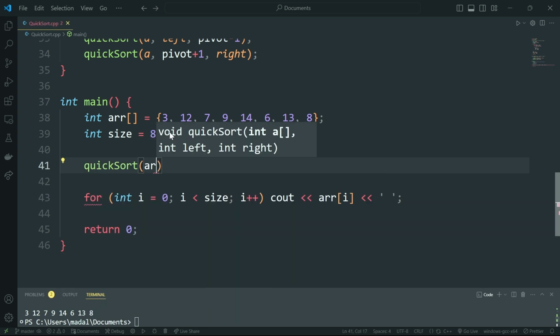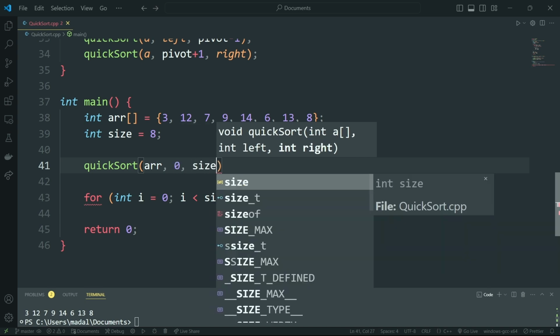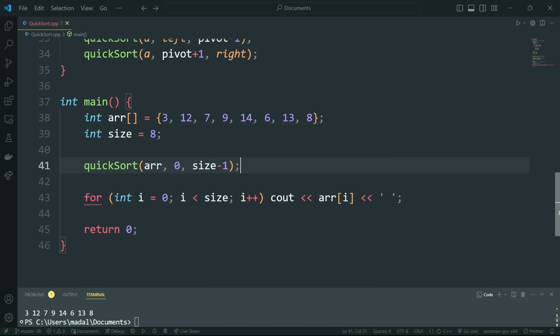So this is going to take in the array that we want to sort, then our left, which is going to be 0, and then our right, which is going to be size - 1. Now, if I run this again, notice that our array is now going to be sorted, as you can see. So that is how the quicksort algorithm works.